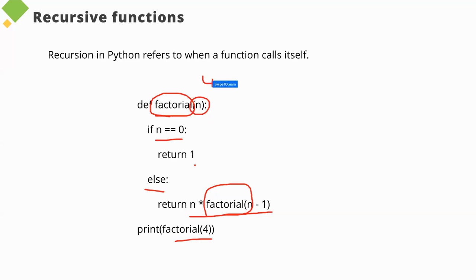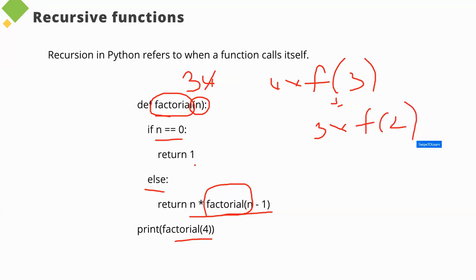So if n equal to 0, n is not equal to 0. So return 4 into factorial of 4 minus 1, which is 3. Now the factorial function f is called with n as 3. If 3 equal to 0, no. This f of 3 calls 3 into factorial of 2. This factorial of 2 calls 2 into factorial of 2 minus 1, that is 1.